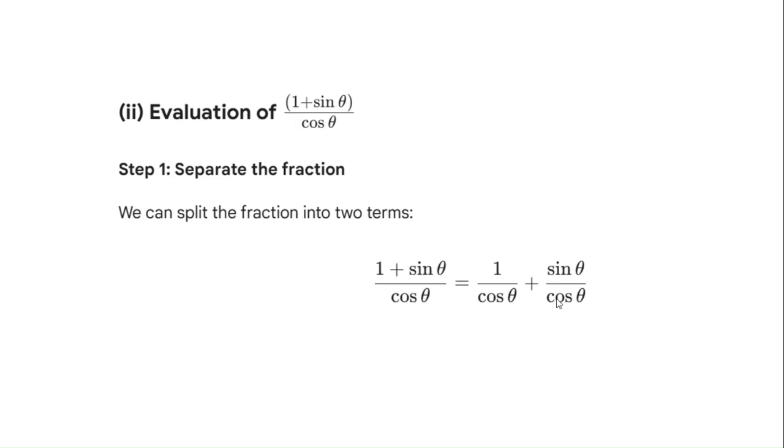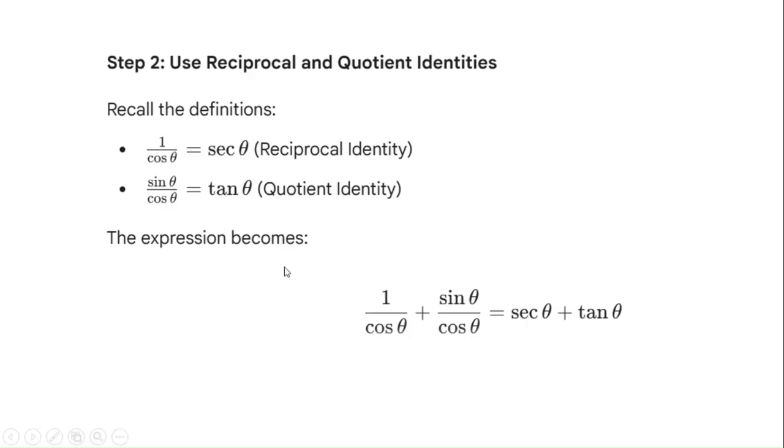We know some fundamental identities in trigonometry. What are those? 1 by cos theta is nothing but secant theta. It is the reciprocal identity. And sin theta by cos theta is nothing but tan theta. It is the quotient identity. Yes or no? So we are replacing 1 by cos theta as secant theta and sin theta by cos theta as tan theta. We have just split the fraction into two terms and replaced these identities.